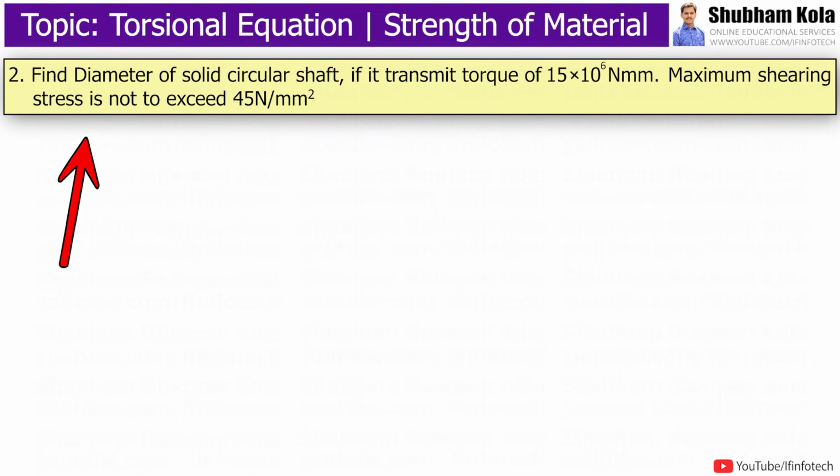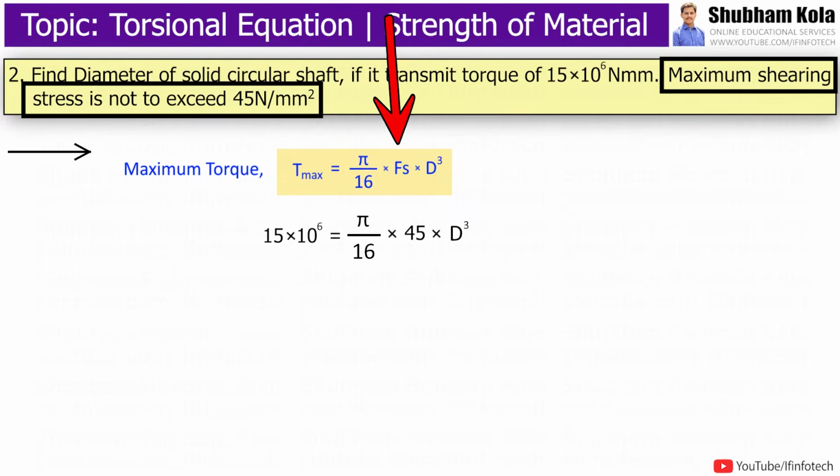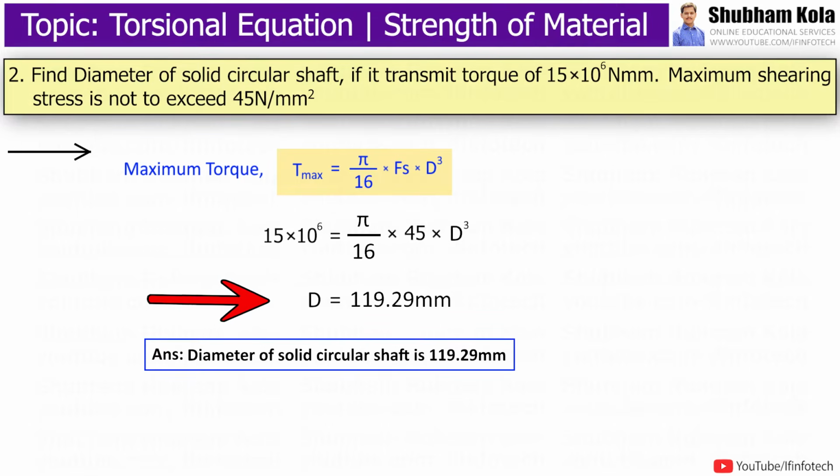For the next problem, the statement is: find the diameter of a solid circular shaft if it transmits a torque of 15 into 10 raised to 6 Nm, where maximum shearing stress is not to exceed 45 Newton per mm square. Here maximum torque is given in the problem and permissible shear stress Fs is 45. So I'll put the values and I'll calculate the diameter as 119.29 mm.